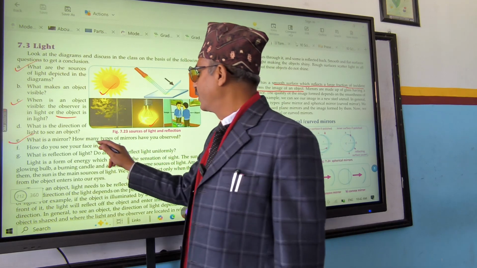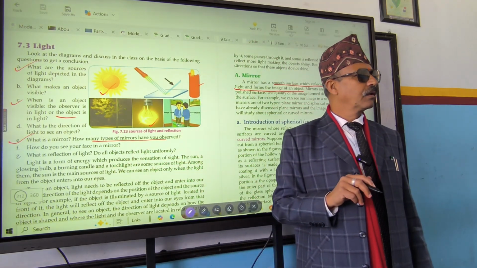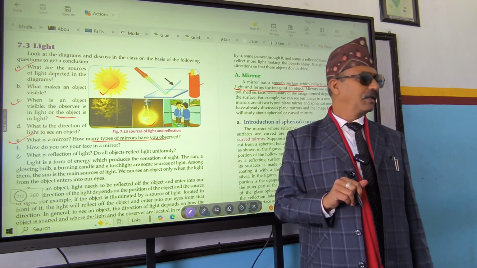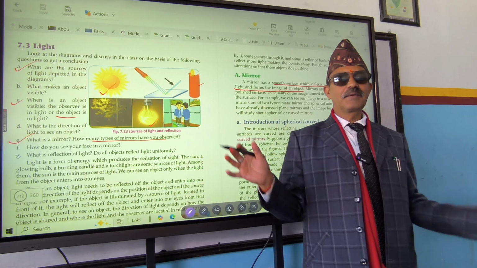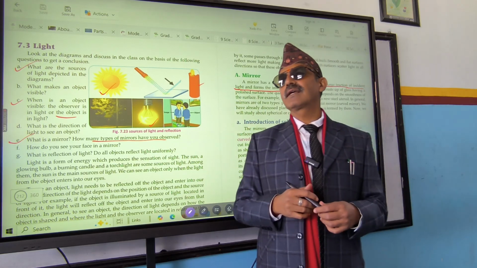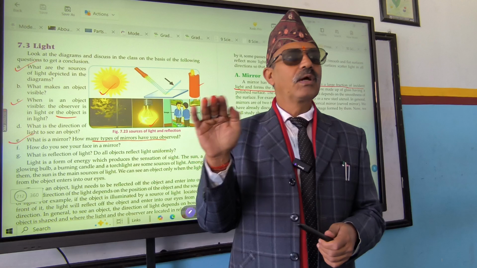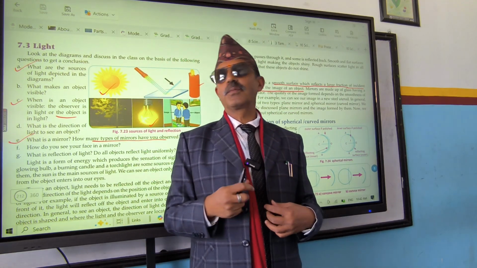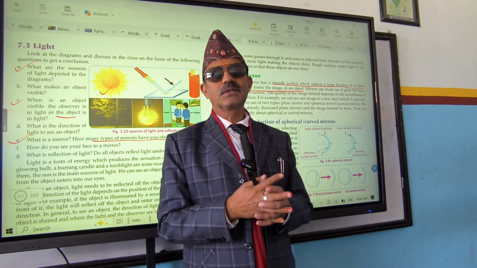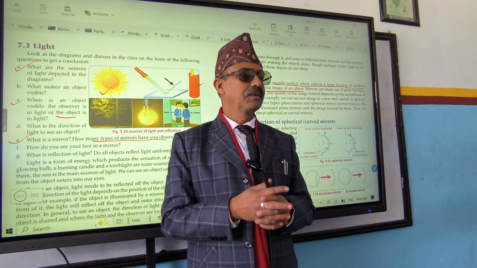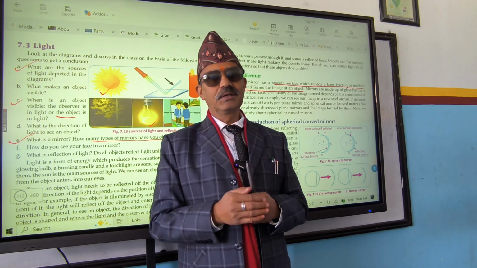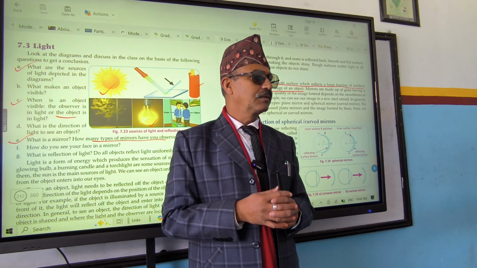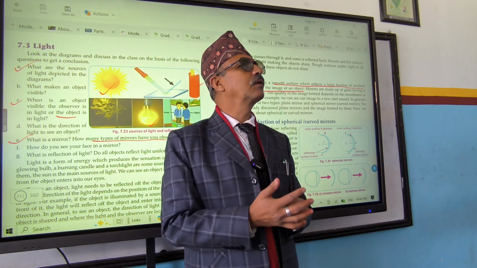How many types of mirrors have you observed? How many types of mirrors are there? Two types? Mirrors are many more, but basically we can categorize mirrors into two types. One is a plain mirror and another is a curved mirror. Which mirror is kept in our house? Plain mirror. But where is a curved mirror used? We will be discussing that. In bicycles, the mirror is also a curved mirror, right?